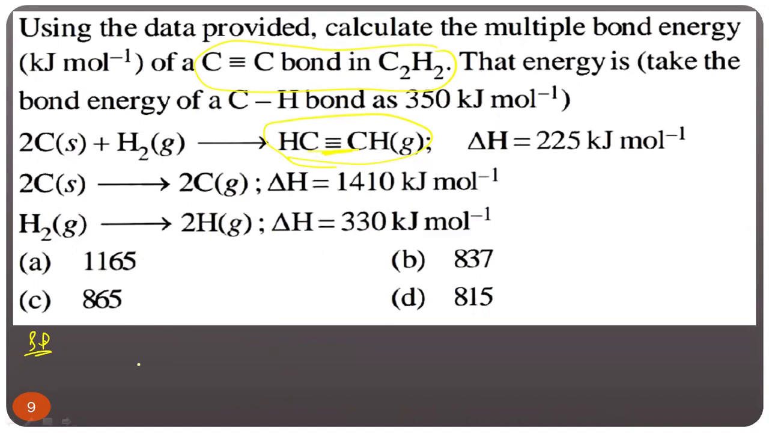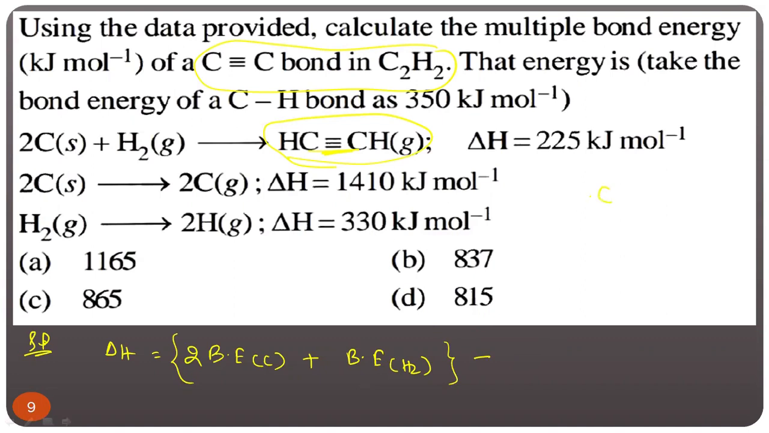Now listen, look carefully. We know delta H is equal to bond energies of reactants. Am I right? Yes. Now bond energies of reactant, what? Reactant means carbon, clear? Yes, reactant is carbon given, so we will write bond energies of carbon. Okay, how many times? 2. Then bond energy of hydrogen. Is it clear? Yes. Bond energy of reactant minus bond energies of product.